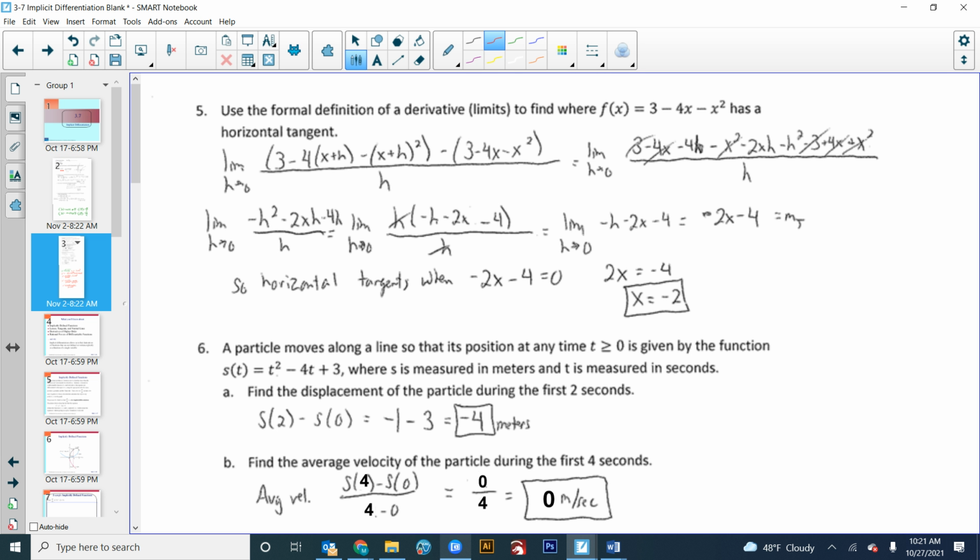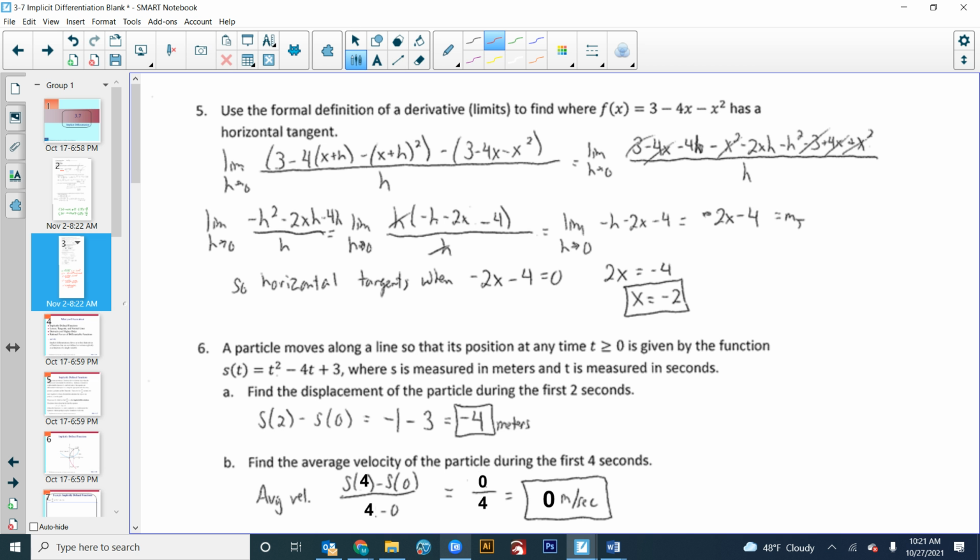Number 5, you had to use the good old limit definition of a derivative. Limit as h goes to 0. I got negative 2. They're not going to ask you this on the AP test. They're not going to say, use the limit definition to find the derivative. They're going to disguise it.